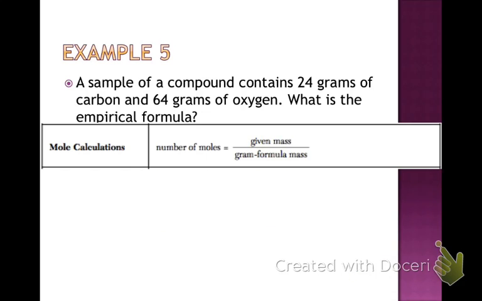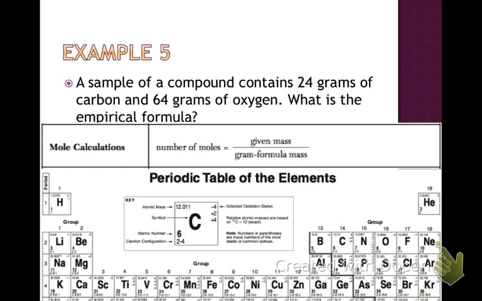So I'm going to actually erase that periodic table. We'll bring it back actually. So let's see. If we have 24 grams of carbon and 64 grams of oxygen, we're going to take this mole calculation right here. And again, we just want to know the ratio. So the given mass is the ones given to us up here, divided by the gram formula mass. The gram formula mass is the mass that you'll find in the upper left-hand corner, and for today you can round it. So carbon will be 12, oxygen will be 16.